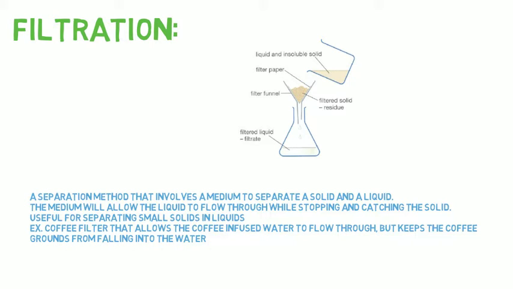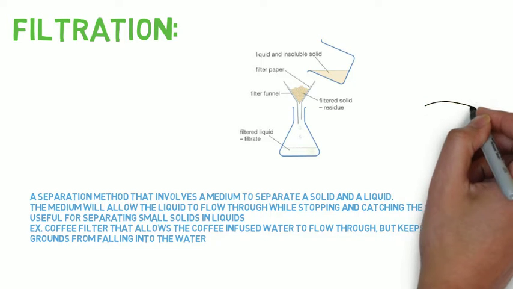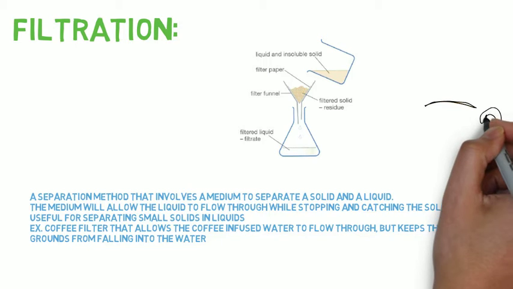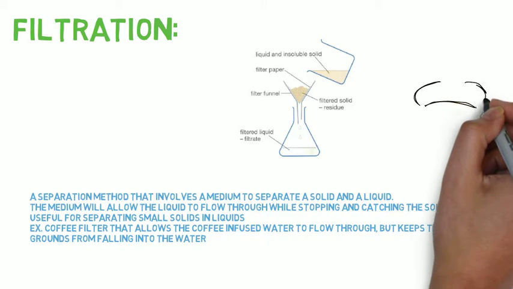An example of filtration is renal filtration, which is removing waste from blood. There's also sewage filtration, which is pretty self-explanatory. This should be used when separating small solids from a liquid. For example, a coffee filter. It separates coffee grounds from water.